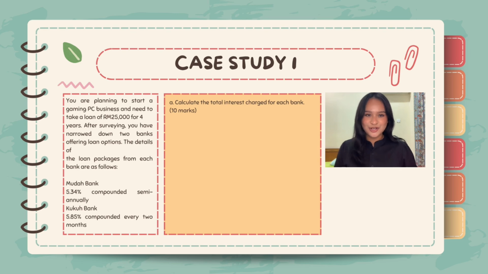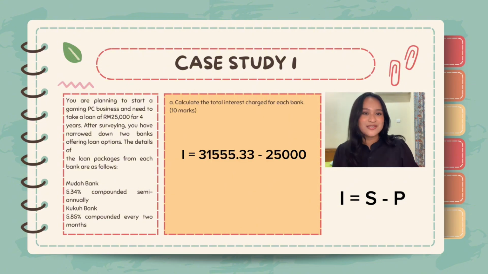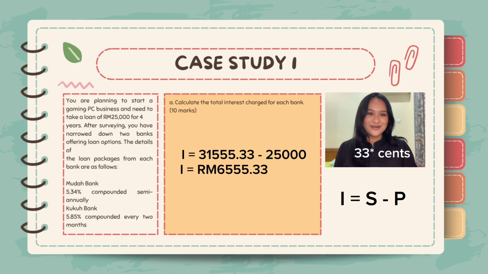Lastly, to calculate our interest charge, let's subtract the principal from the maturity value, which is I equals S minus P. Based on our calculation, our final answer for interest charge will be 6,555 ringgit and 35 cents.